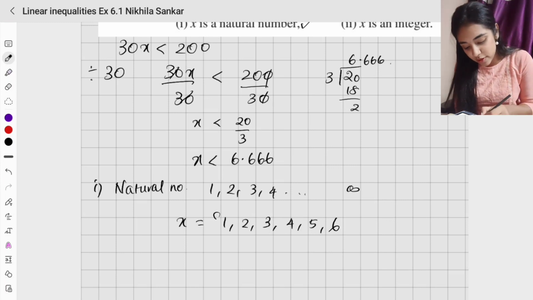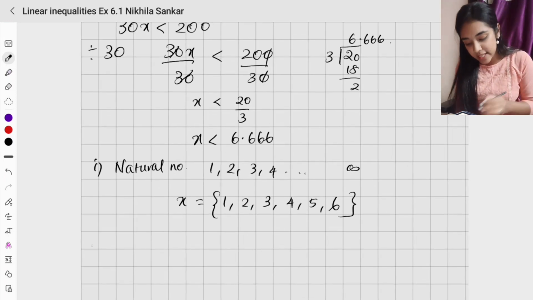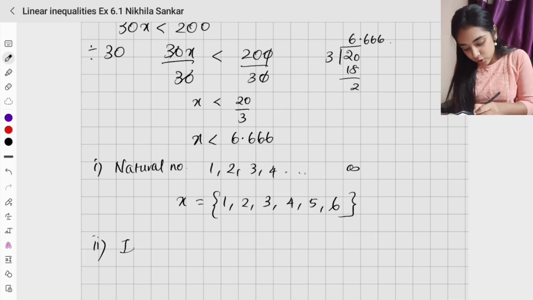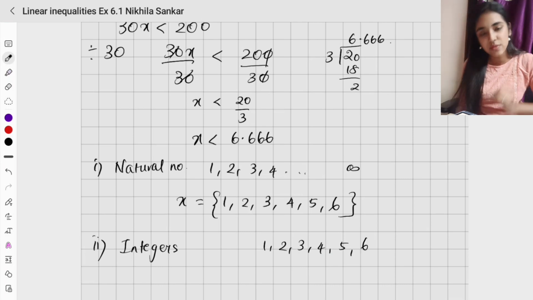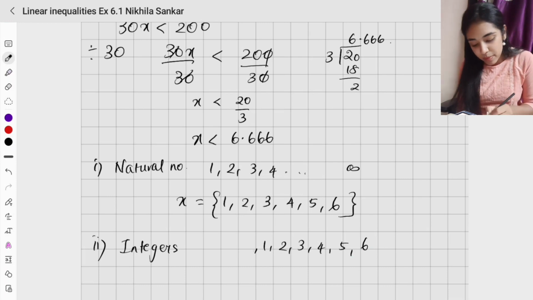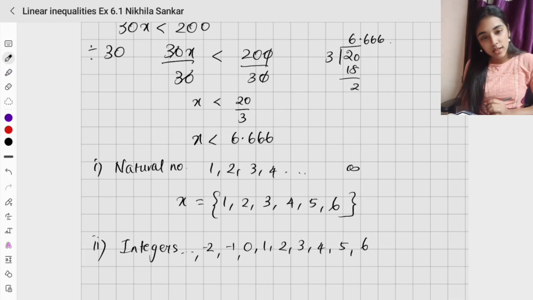So these are the values of x. This is the set of all values, the solution set for x. So this is for natural numbers. If integers, what are all your integers? Integers also include negative numbers. Correct? 1, 2, 3, 4, 5, 6 is a range up to 6. Now what negative numbers do we have? I have 0, minus 1, minus 2 and so on. There is no end. So negative integers go up to minus infinity.